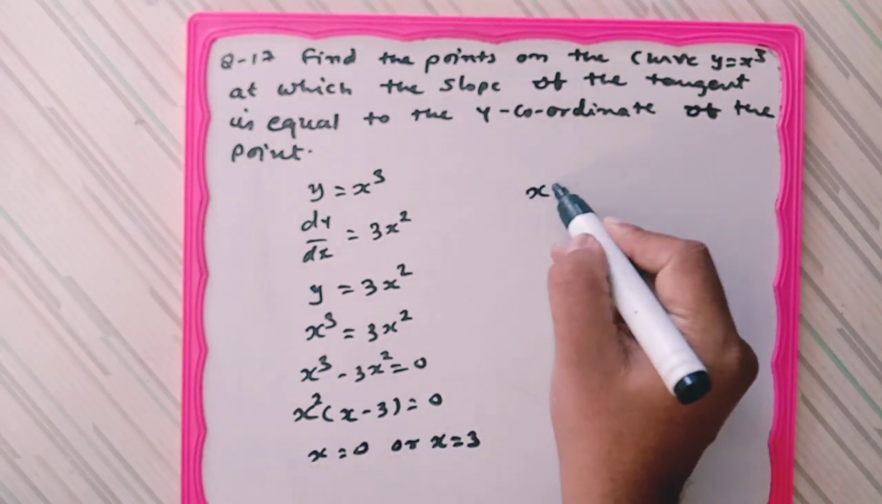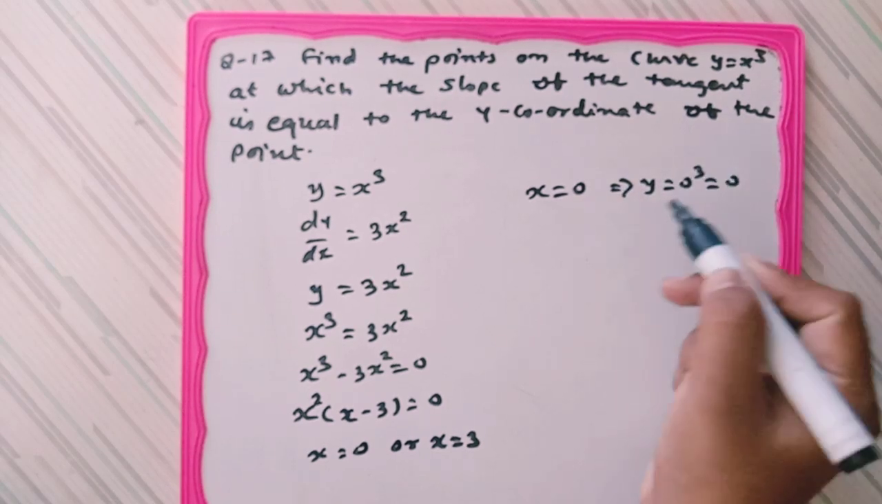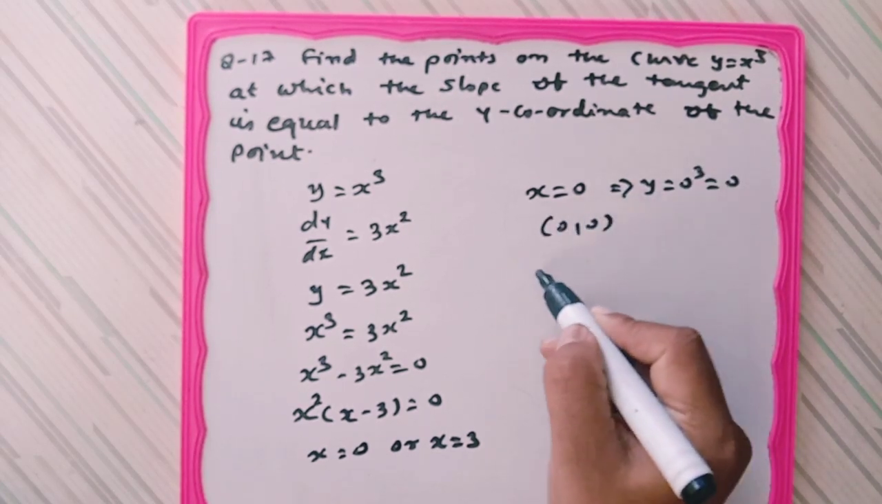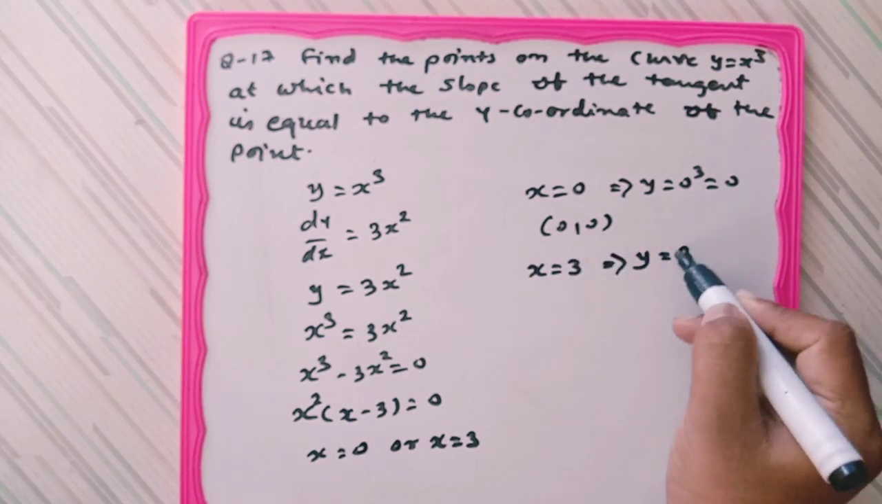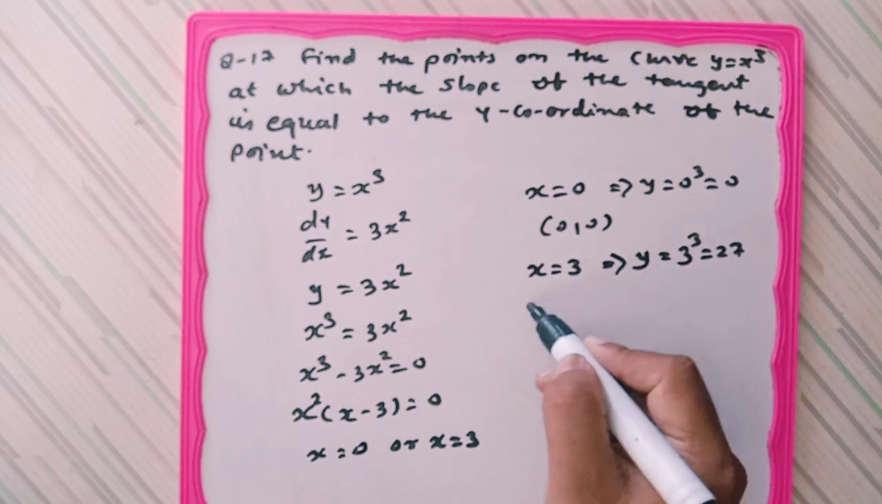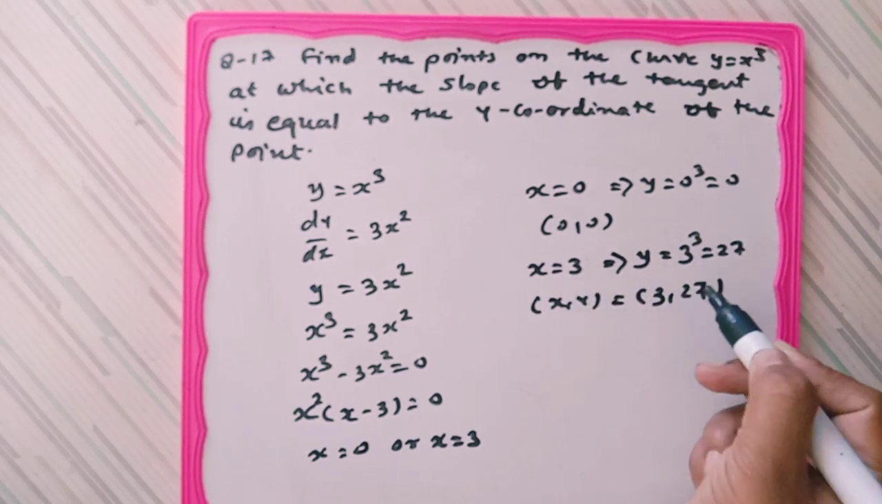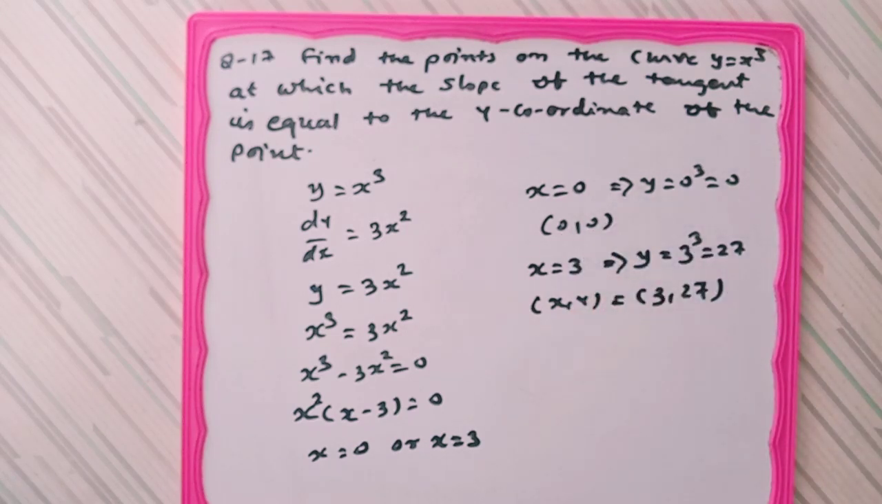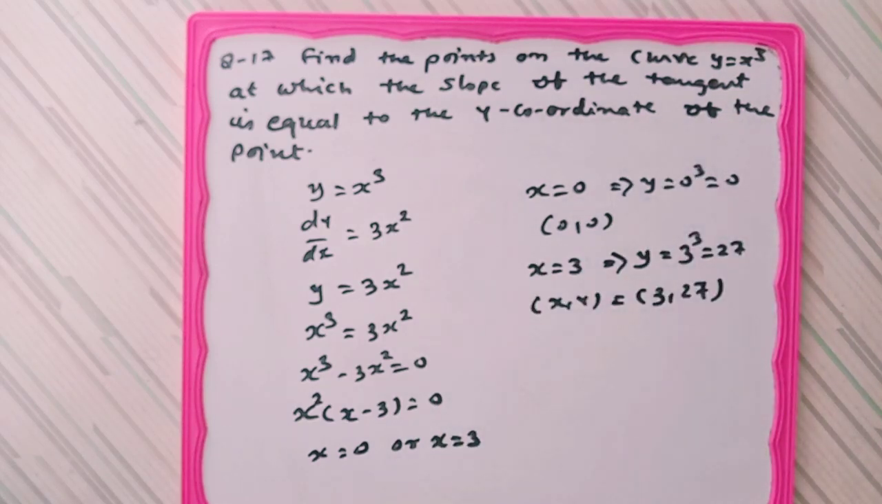So when x equals 0, then y also is 0 cube, so 0. And so one point is (0, 0), and when x equals 3, y also is 3 cube, equal to 27, and so the point is (3, 27). At the points (0, 0) and (3, 27), the slope of y equals x cube is equal to its y coordinate.